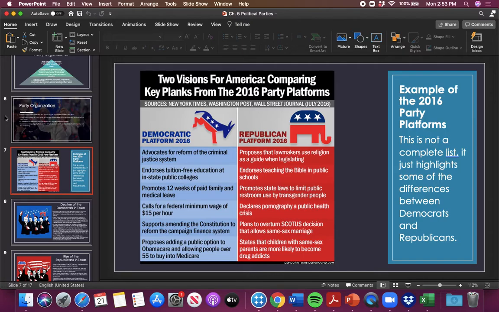Proposes that lawmakers use religion as a guide when legislating, endorses teaching the Bible in public schools, promotes state laws to limit public restroom use by transgender people, declares pornography a public health crisis, plans to overturn the Supreme Court decision that allowed same-sex marriage, and states that children with same-sex parents are more likely to become drug addicts.